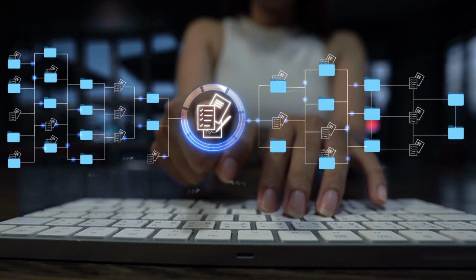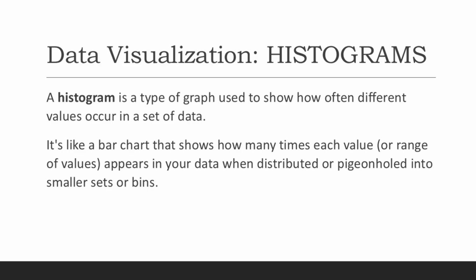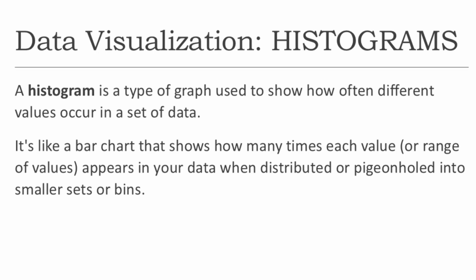Let's get started. So we'll begin with a discussion on histograms. A histogram is a type of graph that shows how often different values appear in a data set. It looks like a bar chart, but instead of individual data points, it groups values into bins or ranges. Let's see how that works.